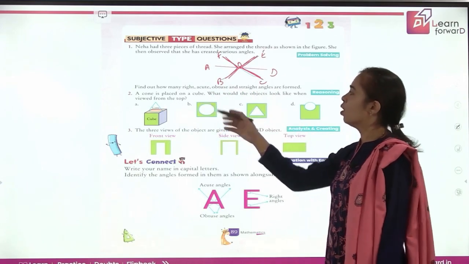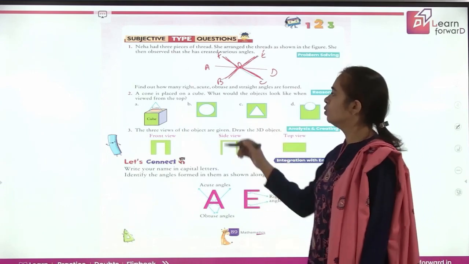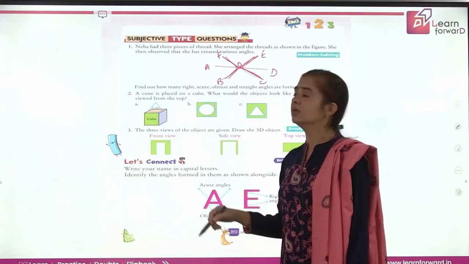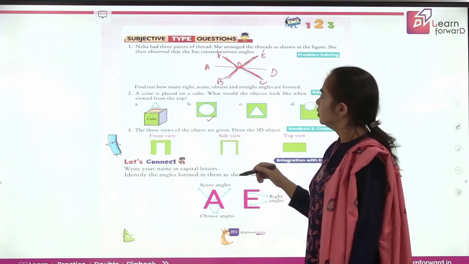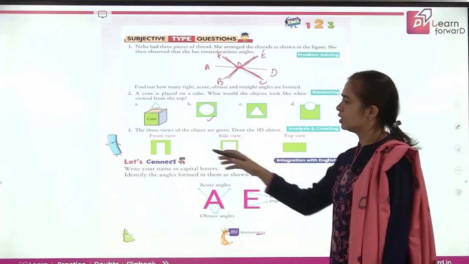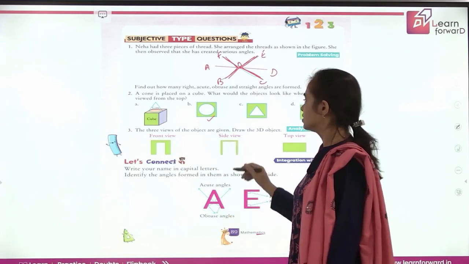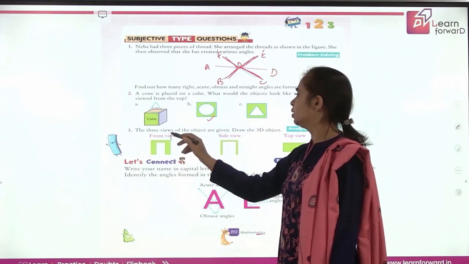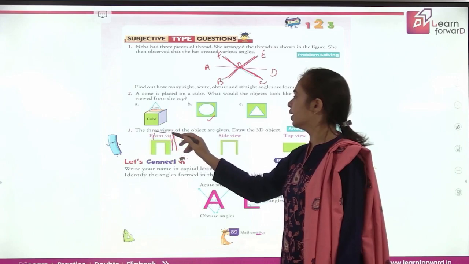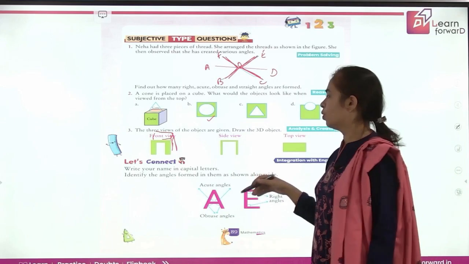A cone is placed on a cube. What would the object look like when viewed from the top? So when you look at the top, it will look like a square with a circle in between. The 3 views of an object are given. Draw the 3D object. So you get this as the front view, this as the side view. So from here, it looks like this, a thinner one, and then the top is a rectangle, right? So it looks something like a gate with a top also.